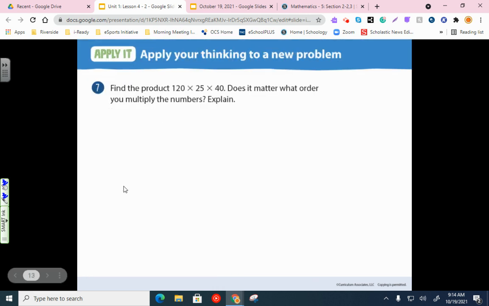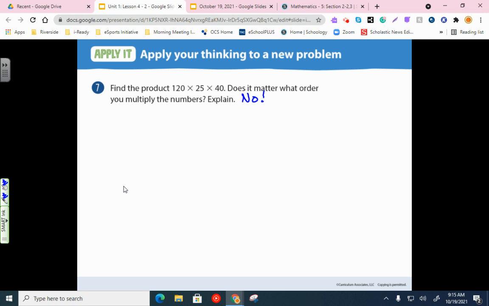We're not doing that one, and turn the page, and we'll do 7, 8, and 9. All right, find the product 120 times 25 times 40. Does it matter what order you multiply the numbers? So no, it does not. Even if we're using bigger numbers, the order's not going to matter. We could do 25 times 40, 120 times 40, 25 times 120. It's not going to matter.